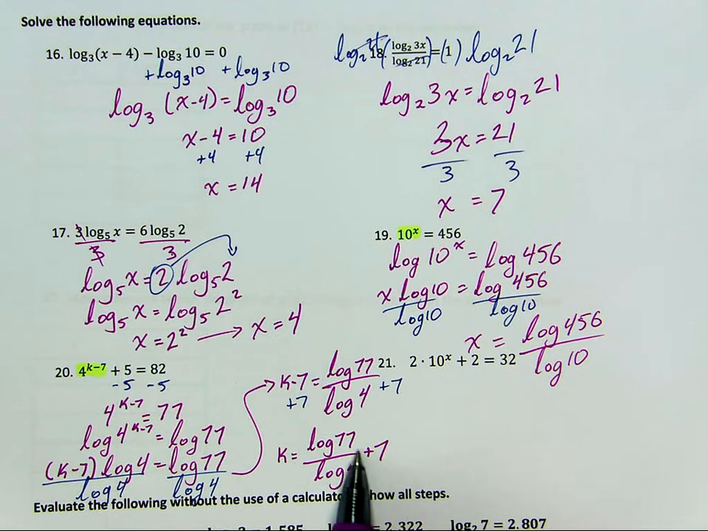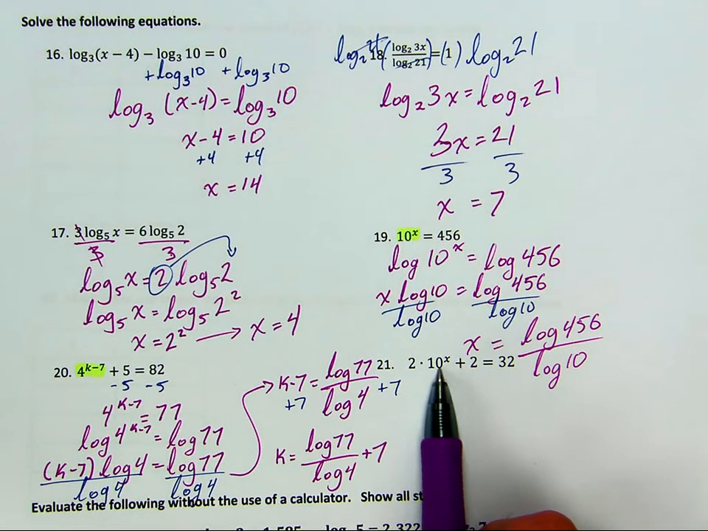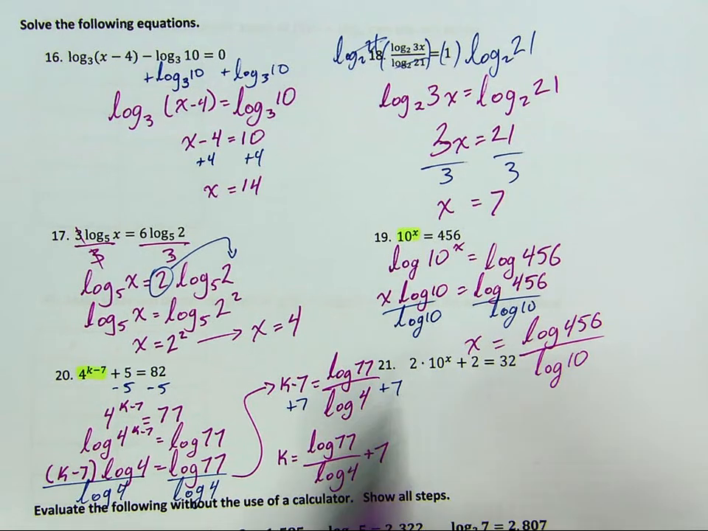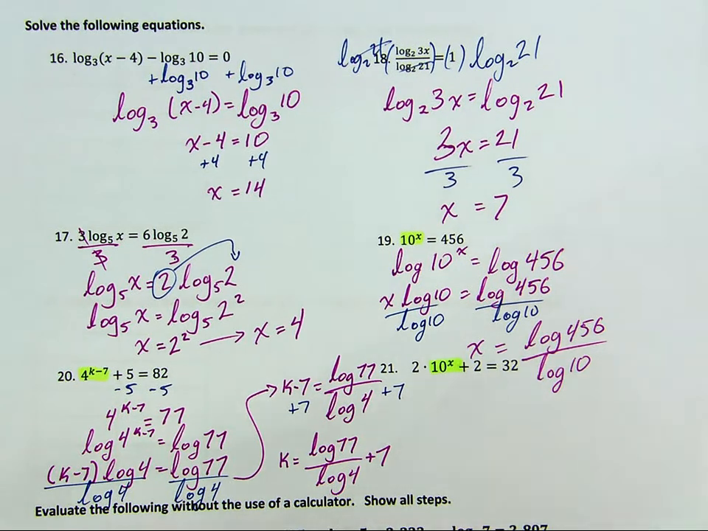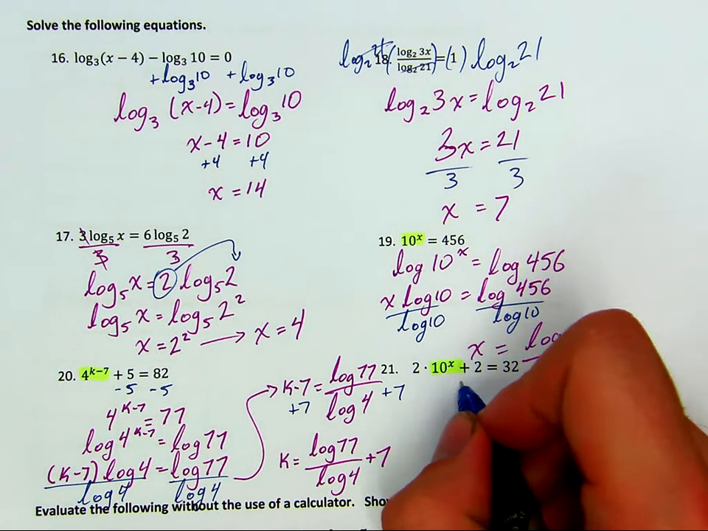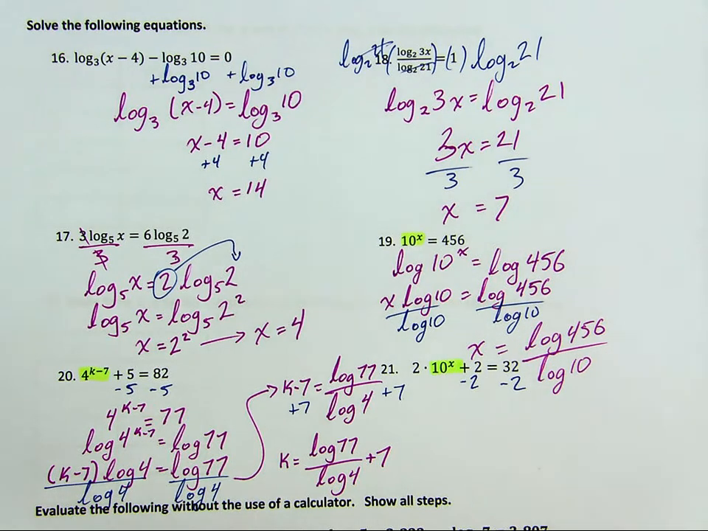Now, number 21. Here's our variable x. Here's the base. Everything else besides that we want to get rid of. So we want to focus on that 10 to the power x and get rid of everything else. So we want to get rid of that plus 2, so we're going to have to subtract that first. We end up with 2 to the power 2 times 10 to the x equals 30.